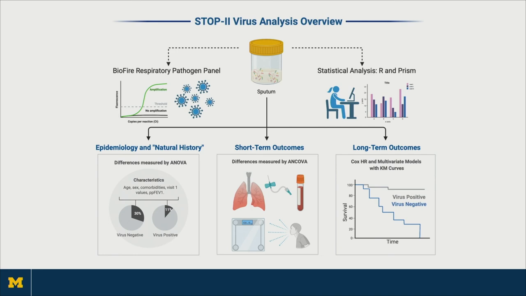We did perform statistical analysis, noted by R and PRISM, and we looked to ascertain three specific factors, which I'll go over in detail, including epidemiology and some demographic characteristics, short-term outcomes as defined by the original STOP study, and more interestingly, long-term outcomes with how these viral positive patients do versus viral negative.